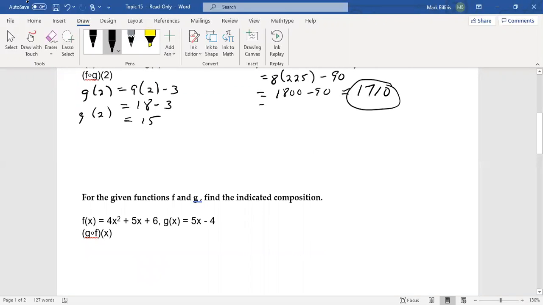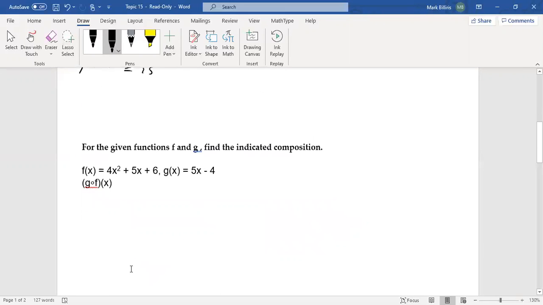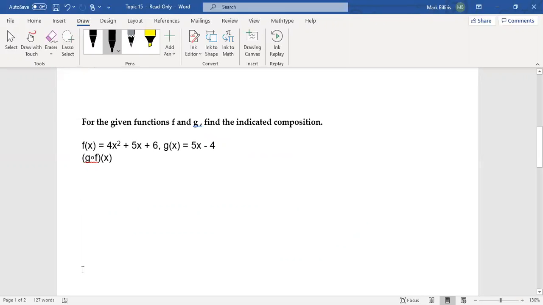This says for the given function f and g, find the indicated composition. So we're given f of x equals 4x squared plus 5x plus 6. And we have g of x equaling 5x minus 4. So we're working from right to left. So it says g of f of x. So the first thing we do is find f of x. Well, f of x is given. F of x is 4x squared plus 5x plus 6.